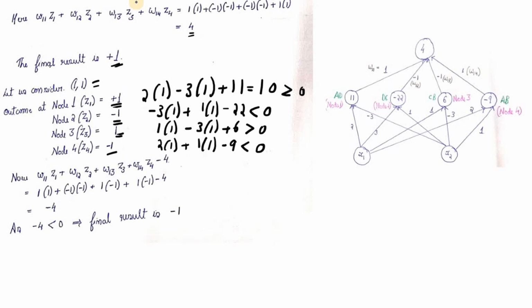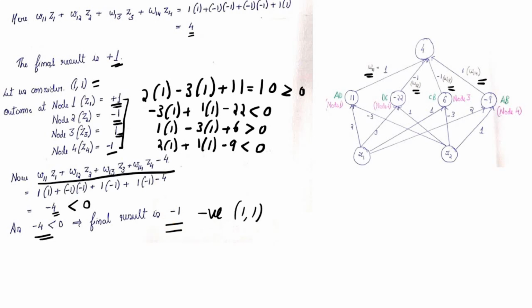Now let's try to solve it. What we are getting over here is the equation of the decision boundary, W11 Z1, W12 Z2, W13 Z3 plus W14 Z4 minus 4. So I have obtained all the Zs over here. The values of W11, W12, W13 and W14 are present over here. On solving them completely, we are getting the value as minus 4, which is clearly less than 0, as pointed out over here. And as per our model, the final result is minus 1, which means that this is a negative point, (1, 1).